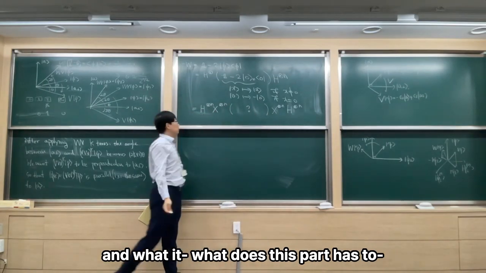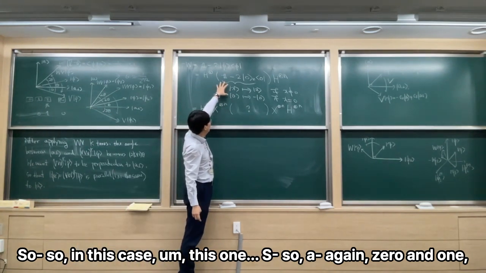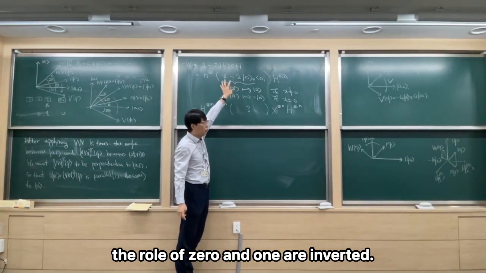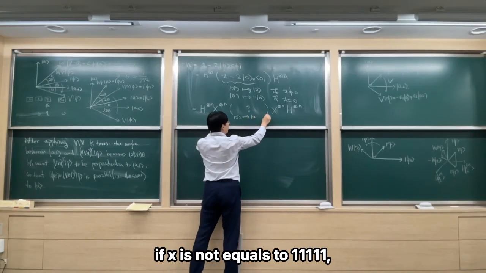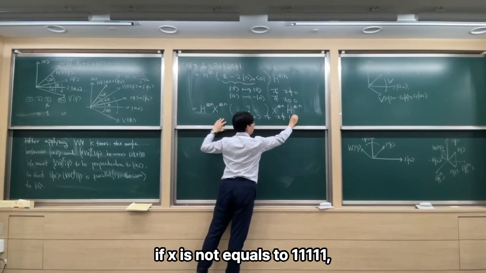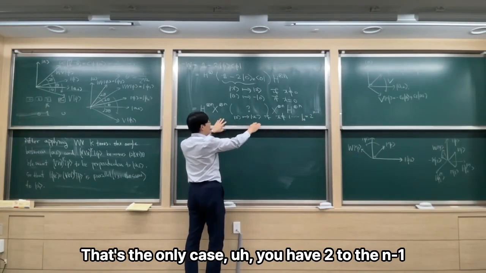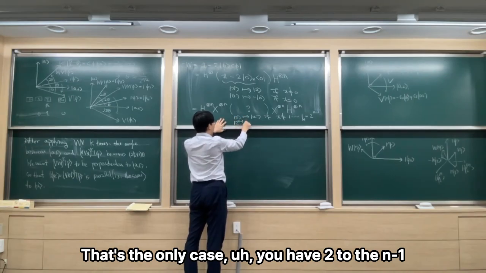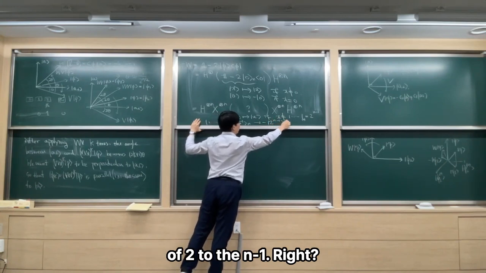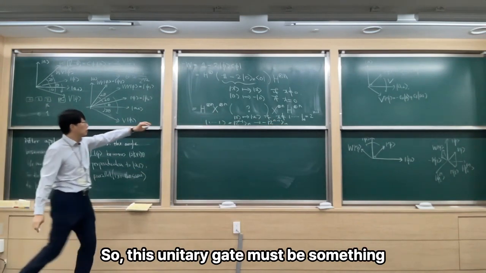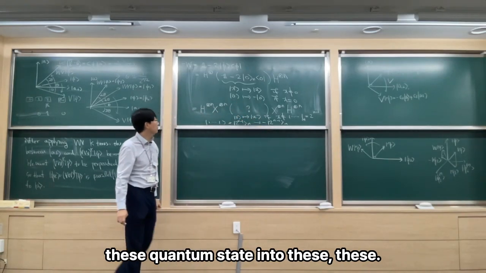And what does this part have to be? In this case, the roles of 0 and 1 are inverted. So this one is a unitary gate where x goes to x if x is not equal to 1, 1, 1, 1, 1, which means 2 to the n minus 1, right? That's the only case, where 1, 1, 1, 1 goes to minus of 2 to the n minus 1, right? So let's invert this thing. This unitary gate must be something that maps these quantum states into these. So what is it?